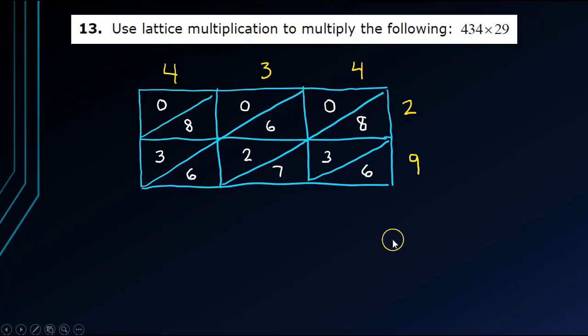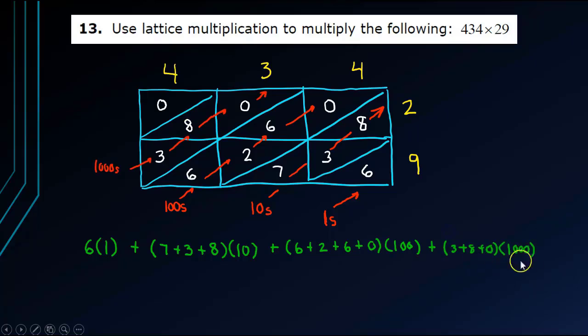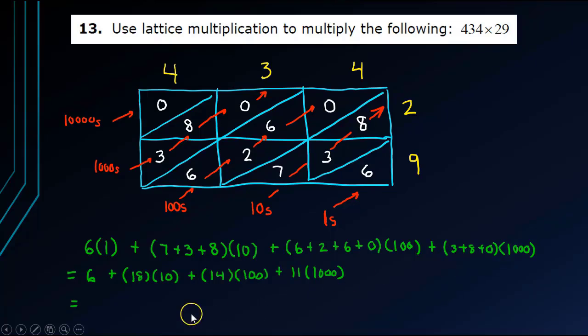Now what I do is I start adding diagonally. So when I do this one here, that's my ones. So I'm going to have 6 ones. Here I'm going to have 7, 3, and 8. That's going to be 18 tens. I'm going to have 6, 2, and 6, which is going to be 14 100s. 3 and 8, which is 11 thousands. And I have no 10,000s, so I don't have to worry about putting anything out here. And so I carry these through. I have 6 plus 180 plus 1,400 plus 11,000, and that totals 12,586.